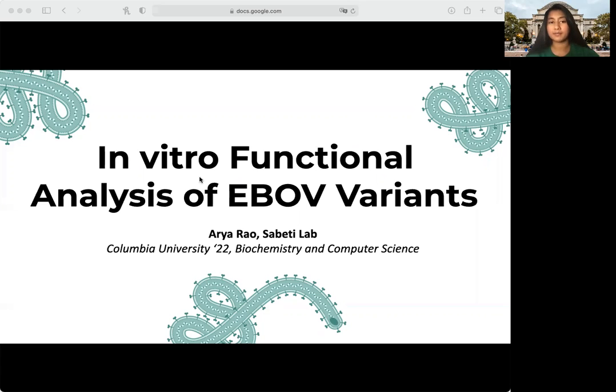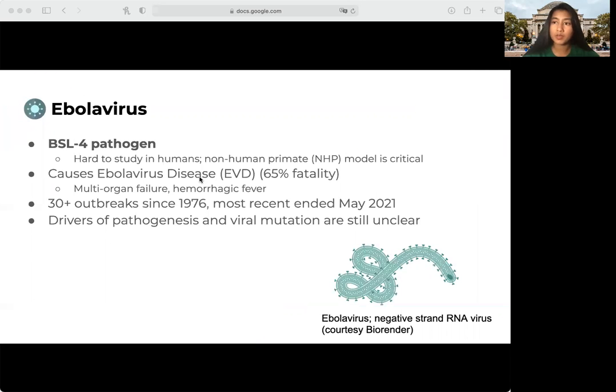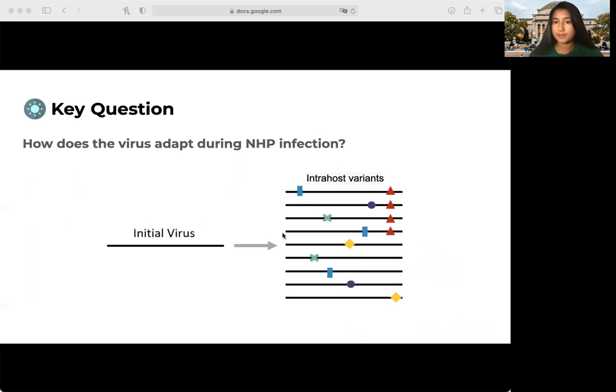So let's get started. Ebola is one of the world's most deadly pathogens. It causes Ebola virus disease, which has a 65% case fatality rate and a variety of clinical symptoms. The drivers of pathogenesis and viral mutation are still unclear. In order to effectively combat the 30+ outbreaks that have occurred since 1976 and to effectively treat Ebola virus disease, it's of interest to try to understand these.